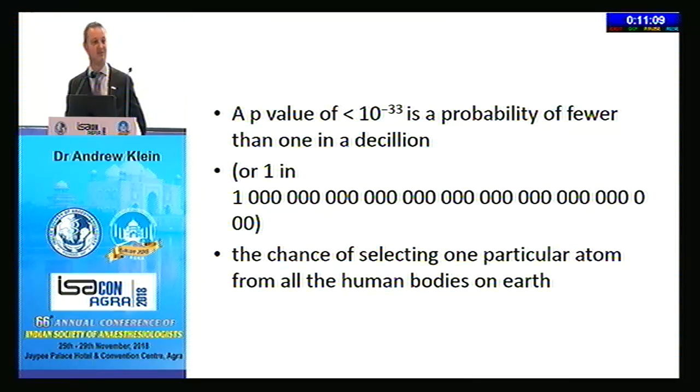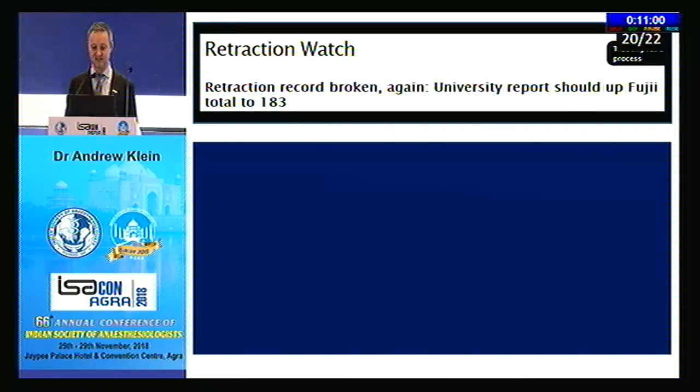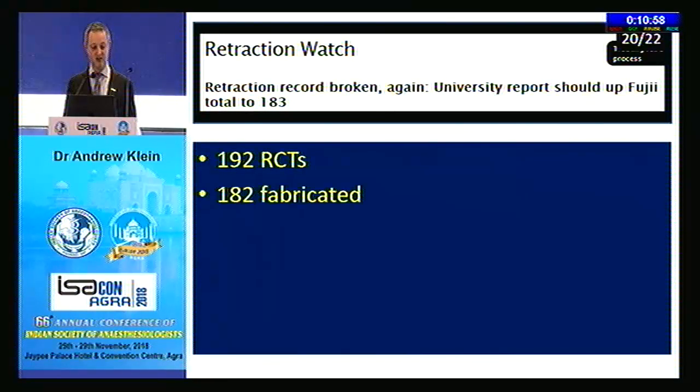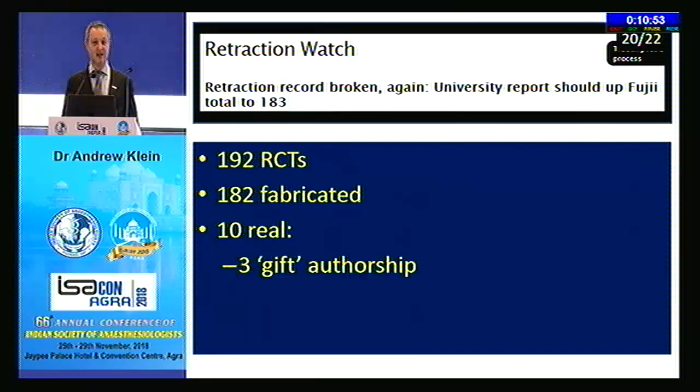1 in 1 decillion. So there's no way he did his trials. So we published this paper showing that it was impossible for him to have done his trials, given the 1 in 1 decillion chance. And in the end, all his papers were found to be fabricated. He lost his job. He went to prison.